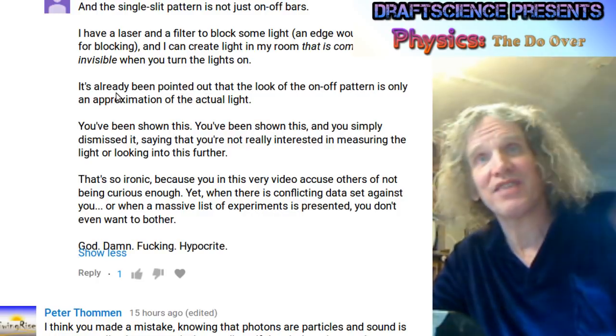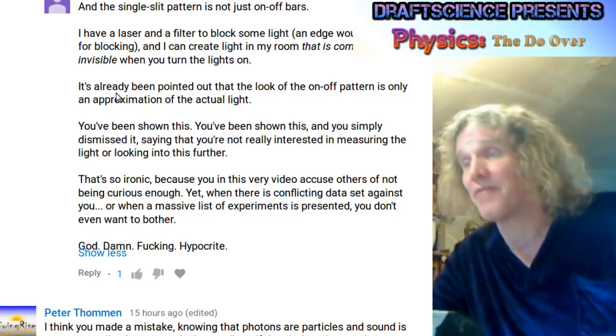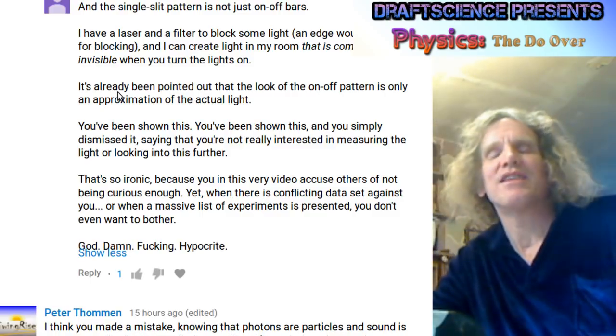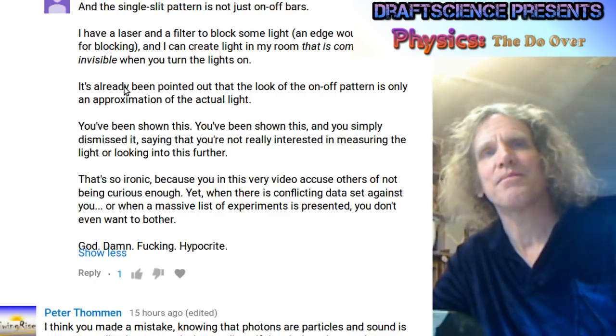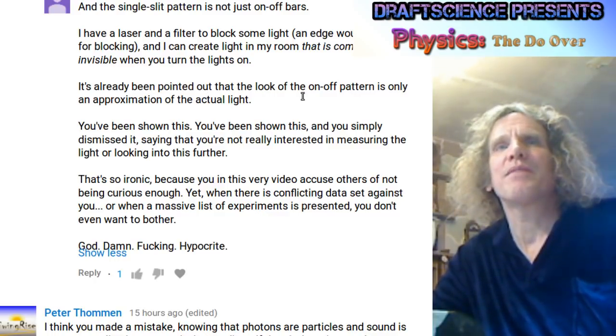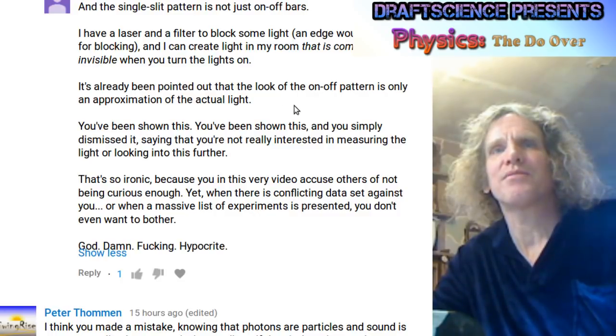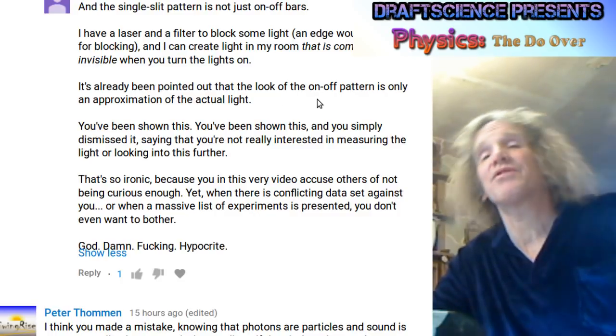I've done it, like you just said here. I've done enough of the slit experiments, and I've looked at them really close, and it's just absolute bullshit to say it's some beautiful, wavy gradation, because it's not. It's already been pointed out that the look of the on-off pattern is only an approximation of the actual light. So what's the point, right?